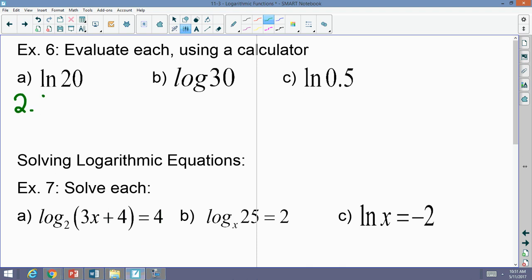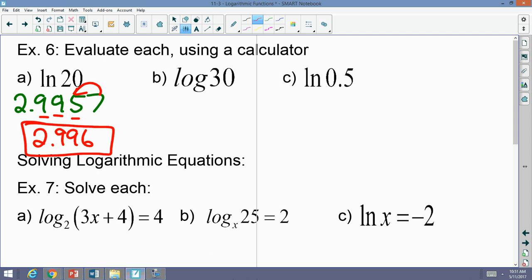So this is 2.9957. Tens, hundreds, thousands. But you got to round, guys. 2.996. I let some of you slide on the quiz. I will not let you slide on the test. If you don't know how to round, I am going to mark it completely wrong.